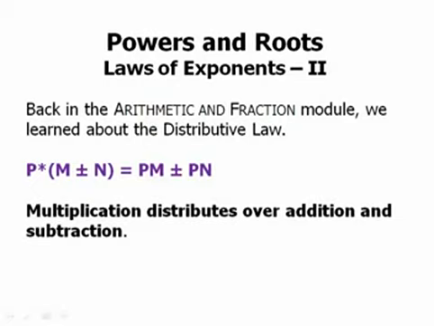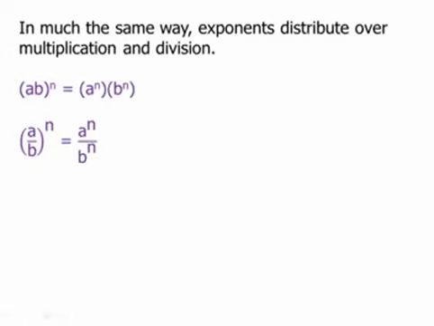Multiplication distributes over addition and subtraction. As it turns out, division also distributes over addition and subtraction. Much in the same way, exponents distribute over multiplication and division. So if I have (a times b) to the n, or (a divided by b) to the n, I can distribute the exponent to each factor. So (ab)^n equals a^n times b^n. (a/b)^n equals a^n divided by b^n. So we can distribute an exponent across multiplication or division.